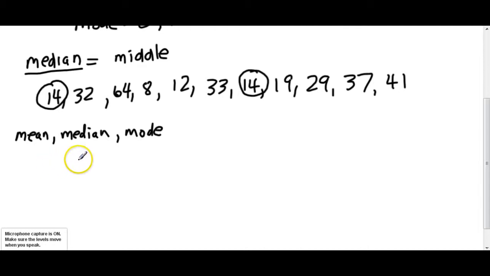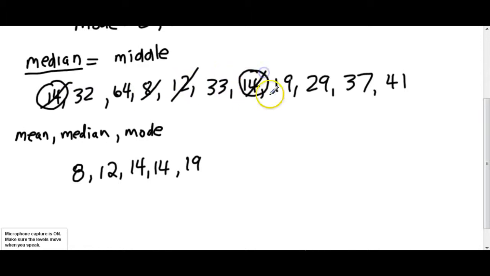So it looks like my lowest number is 8, and then it goes to 12, and then we've got 14 twice. We have to put 14 down two times. And after 14, it looks like it's 19. Sometimes what you want to do is cross these out so you don't get confused and repeat them.